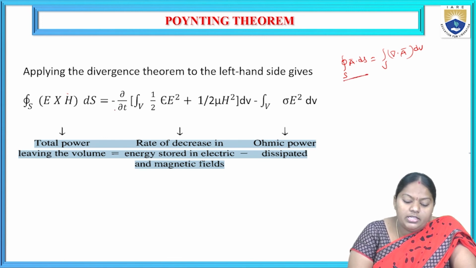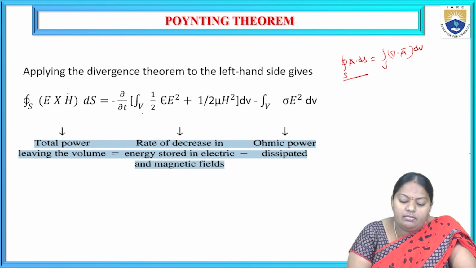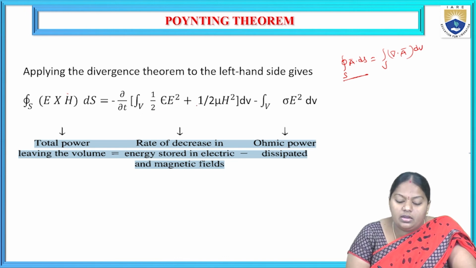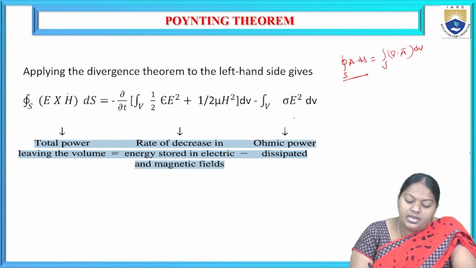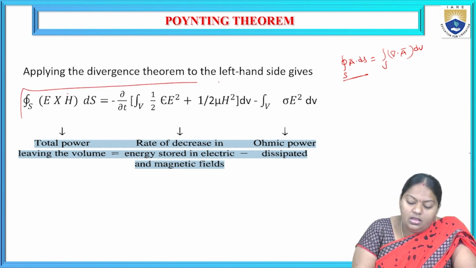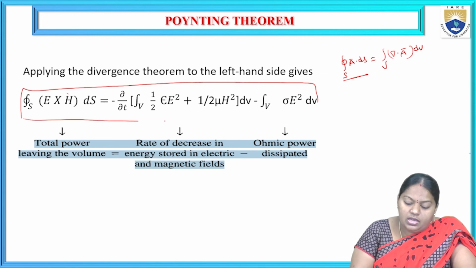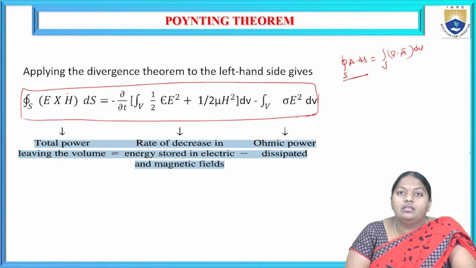Then minus dou by dou t integral V (1 by 2 epsilon E square plus 1 by 2 mu H square) dV minus integral V sigma E square dV. Right? So this is the final mathematical equation for the Poynting theorem.